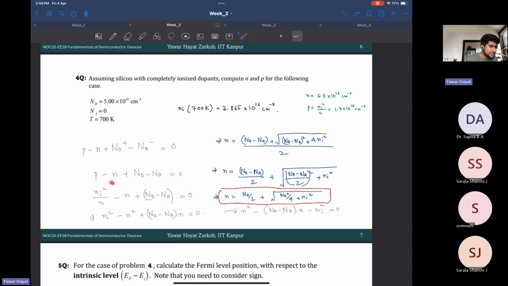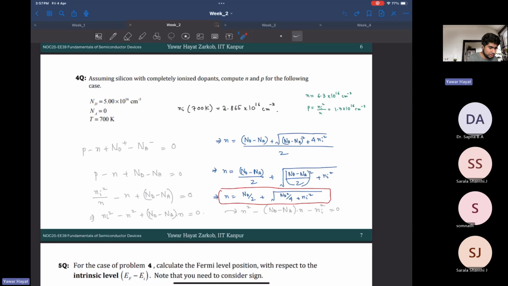In this case, it's ND, right? So what will I compute first? The majority carrier, N. Remember the recipe? We go for the majority carrier. I'll convert everything in terms of N. So my P is Ni square by N, minus N plus ND minus N is equal to 0. If you rearrange and simplify, you'll get this equation.